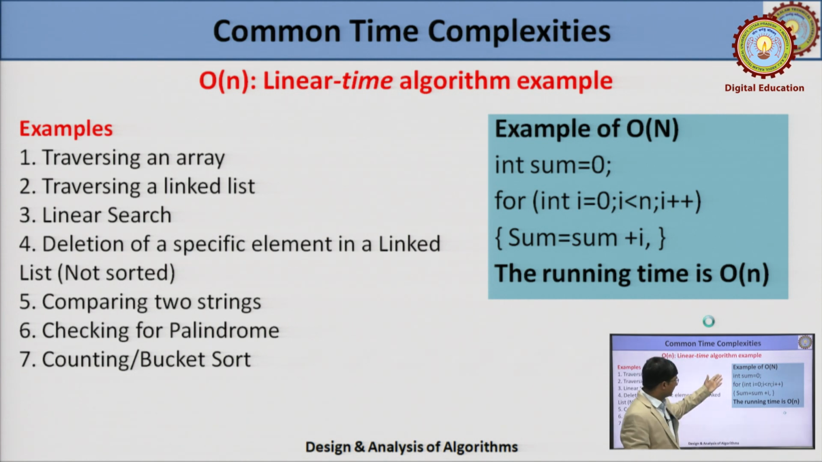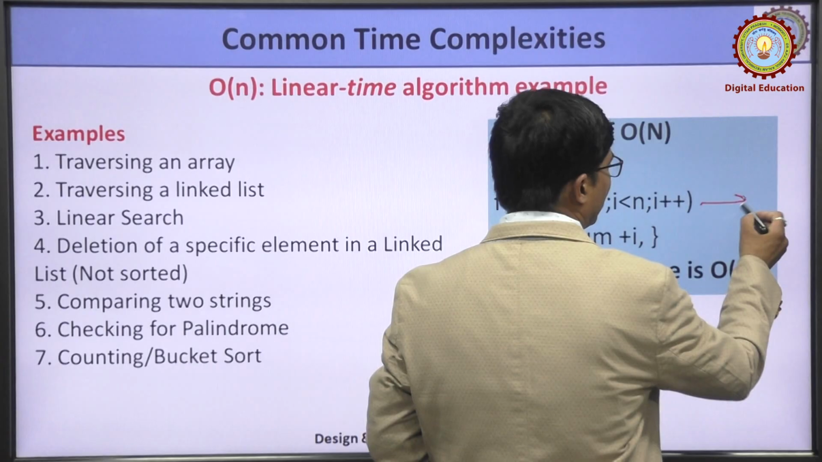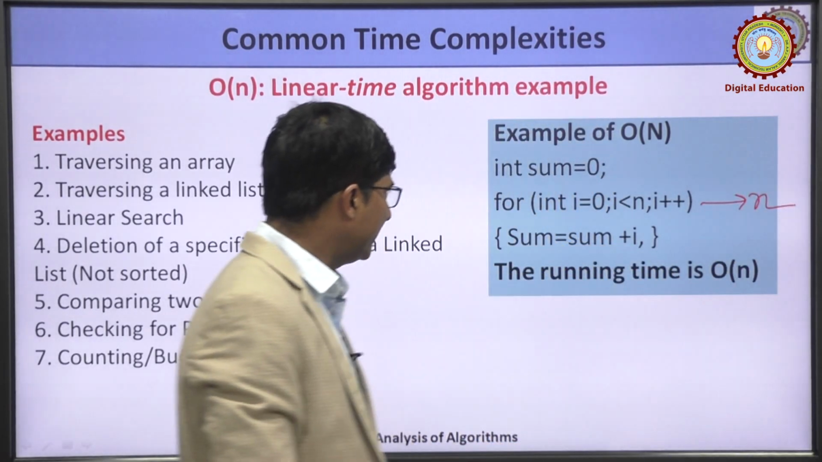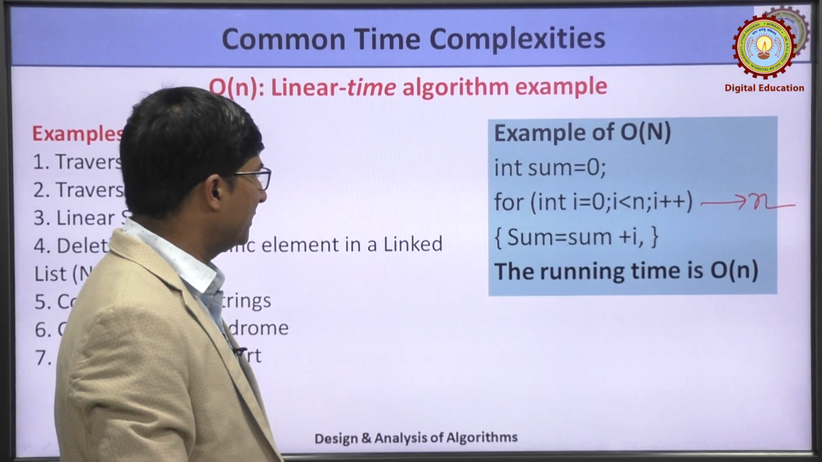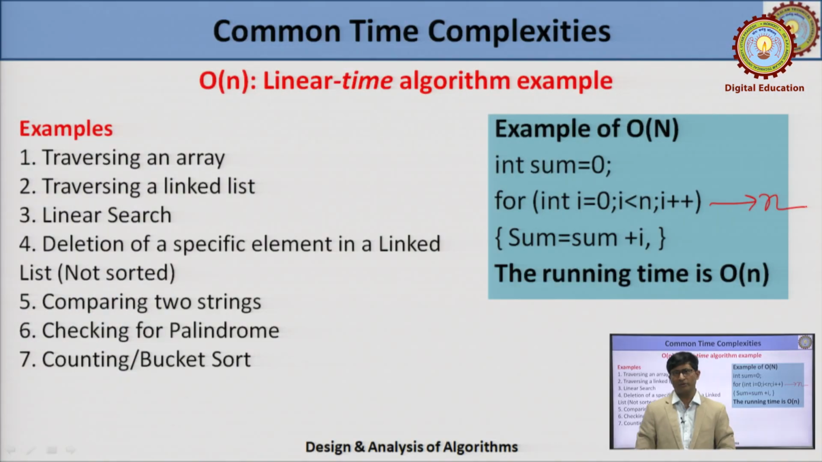Another example, you can see here the array goes from, say, i to less than n. So, the total strength of this loop is n, and we are doing what? We are summing up each and every value of i with the help of a sum variable. So, the total time complexity comes out to be order of n.